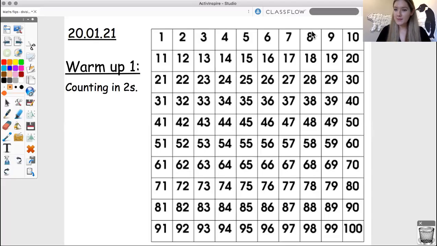Hello Year 2, welcome to Wednesday's maths video. So we are going to be carrying on with divisions. Let's warm our maths brains up by counting in twos. I've got my little highlighter ready.